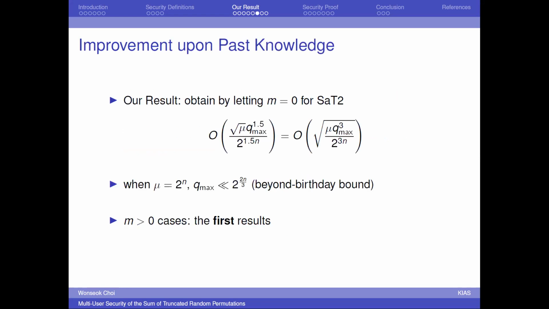However, using our research, we obtain our new bound. Here, "m" is a typo; we should let m equal n. So when we let m equal n for SAT2, we obtain this bound, and it means that when mu is equal to 2 to the n, Qmax can go beyond the birthday bound. The following is also a typo, and it should be the case where m is smaller than n. This is the first bound, because no one has ever considered the security of the sum of truncated random permutations.